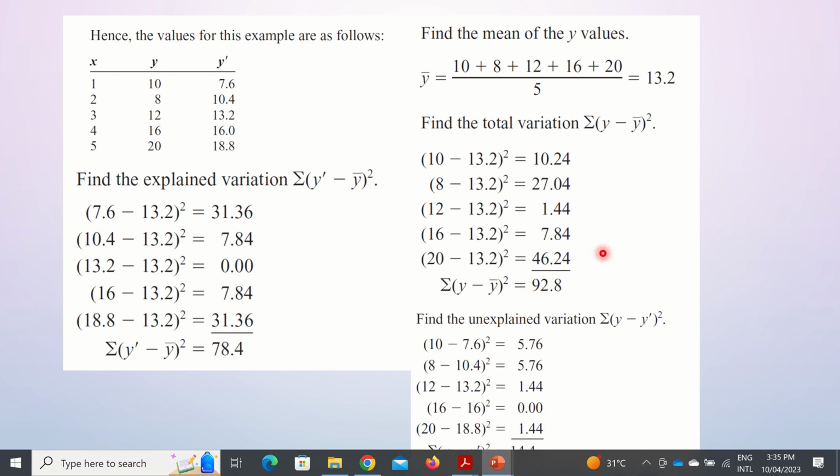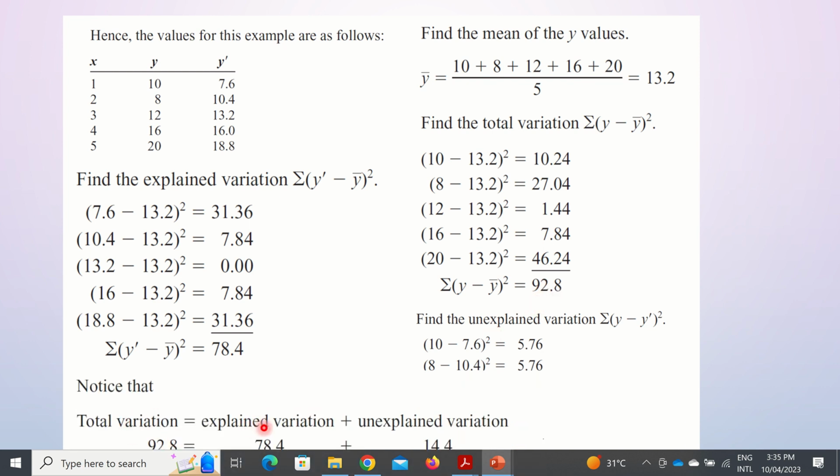Then we have the unexplained variation, which is the difference between y and y dash, and then we take the square of it and the summation. That is 14.4 something. If you add these two together, 14.4 and 78.4, that gives you 92.8, and that's obvious because it is proved numerically, or analytically, that the sum of the explained variation and the unexplained variation is the total variation. That is done quantitatively.